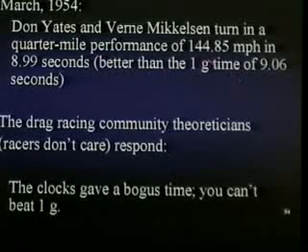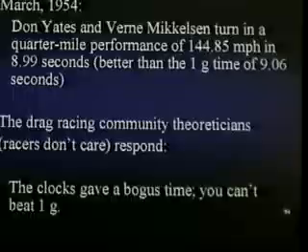In 1954, see, 1g is 9.06 seconds. So free fall. Drop a rock from the Empire State Building, ignore air friction, and you get 9.06 seconds to hit the ground. Car went 8.99. Now, we can't do that. So the drag racing community theoreticians, the racers didn't care and don't care, okay? The response from the theoreticians was that the clocks are bogus. You can't beat 1g, so you had bad clocks, okay?